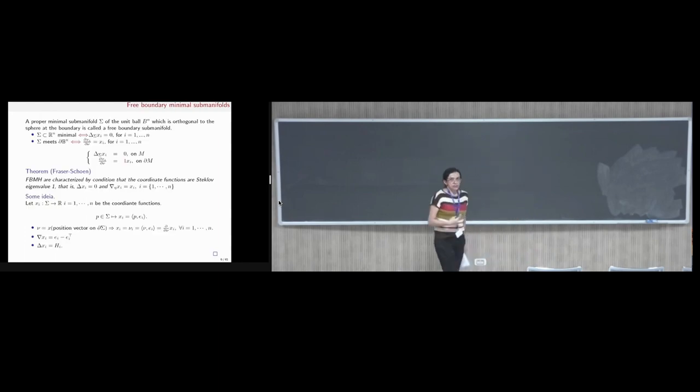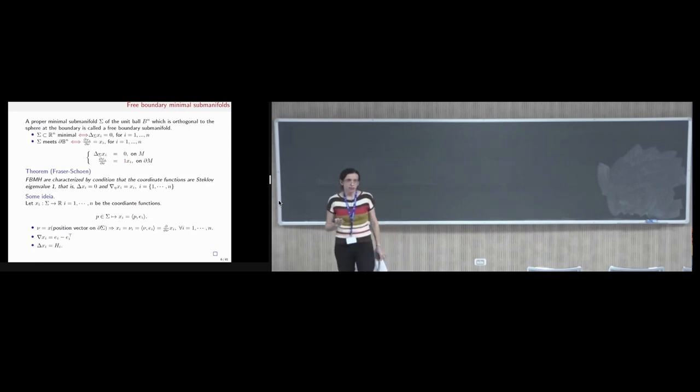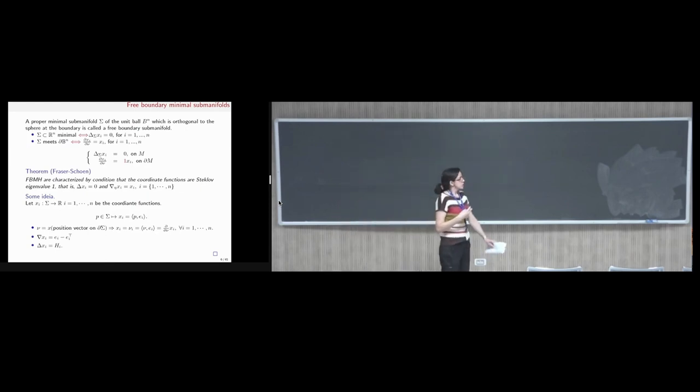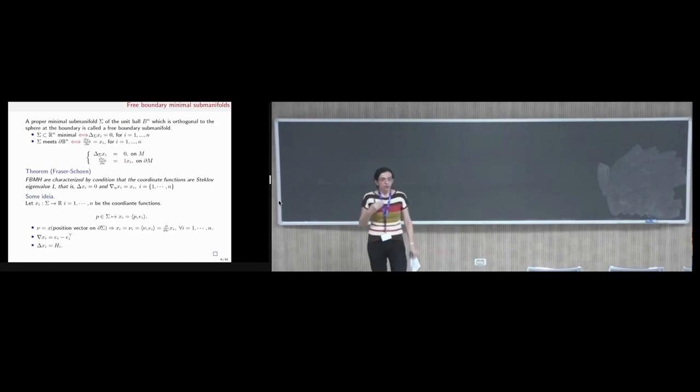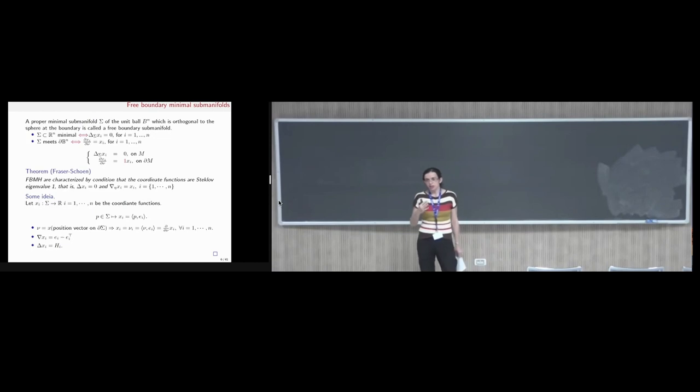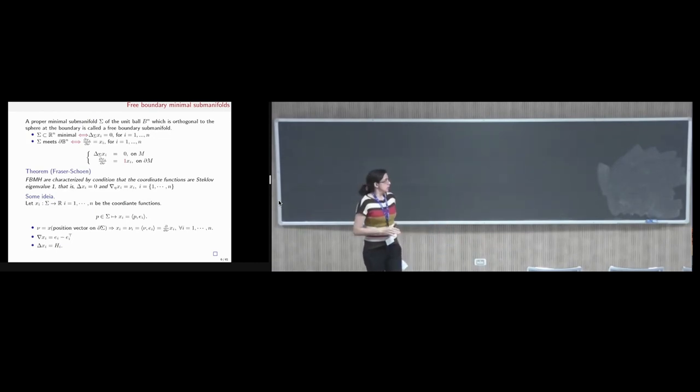I begin this lecture by recalling the free boundary problem from the last lecture. Remember that a proper minimal submanifold in the ball which is orthogonal to the sphere at the boundary is called a free boundary submanifold. What does that mean? That means that the submanifold is minimal, which is the same as saying that the coordinate functions are harmonic functions, right? And moreover, the submanifold intersects the boundary of the ball, the sphere, so you can calculate that it satisfies this system.